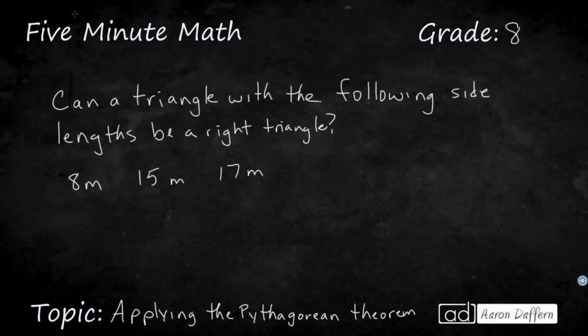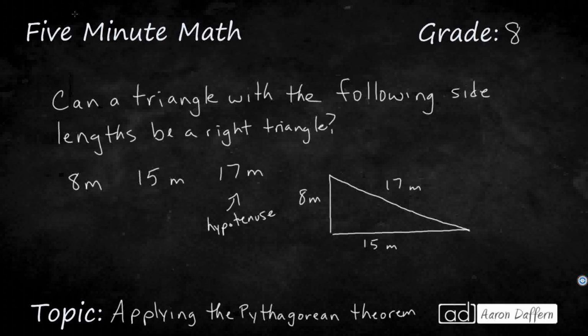And sometimes they give us a word problem, and they don't even give us a picture. So, can a triangle with the following side lengths be a right triangle? Let's just draw an example here, just so we have a visual reference. And we should know that our hypotenuse is always going to be our longest side, so it doesn't really matter what the other two are. So let's just label this as the 8 meters, the 15 meters, and the 17 meters. Can this be a right triangle?